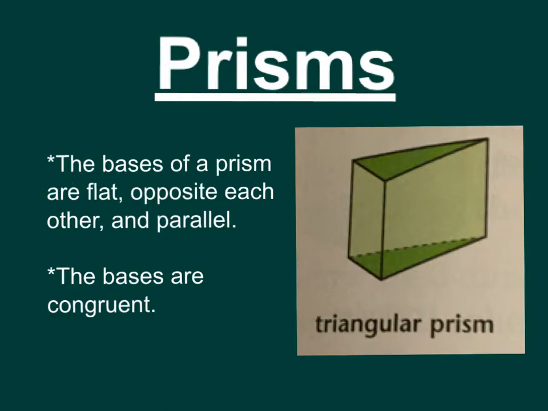The bases of a prism are flat, opposite each other, and parallel. If I look at this triangular prism, I notice that the bases of this prism are both flat. They're also opposite each other. I see one on the top and one on the bottom of this prism. Now, I can also see that these bases are parallel. If I were to draw a line running through these bases, my lines would never cross.